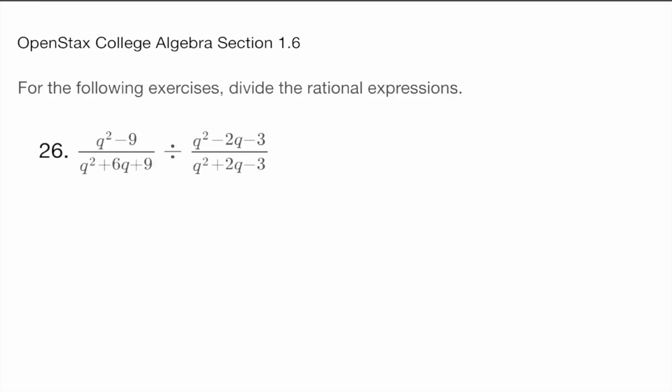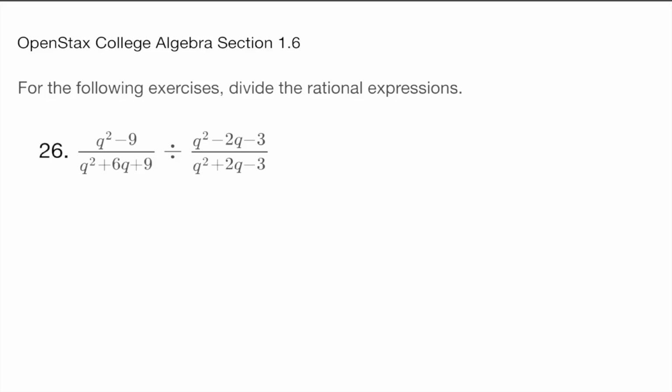Welcome. In this video, we're going to take a look at problem 26 from section 1.6 out of College Algebra by OpenStax. Okay, we need to divide the rational expressions.